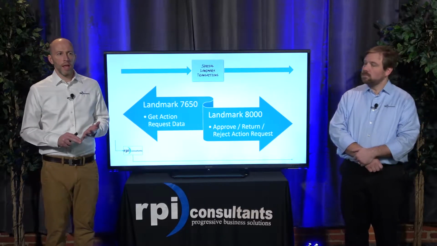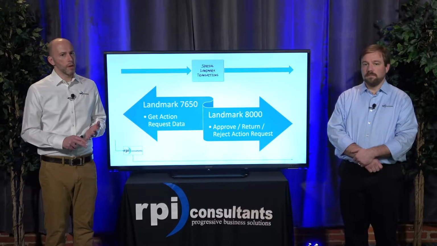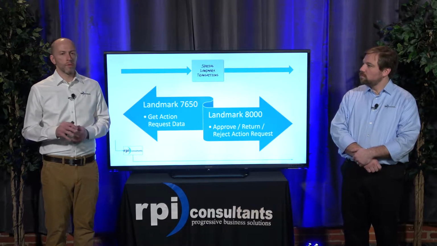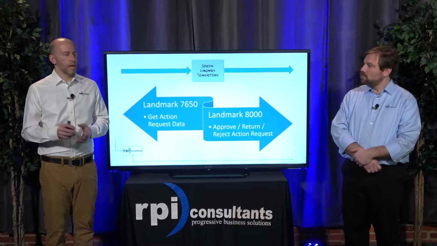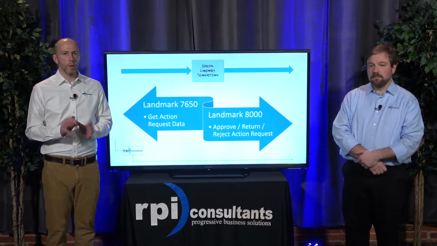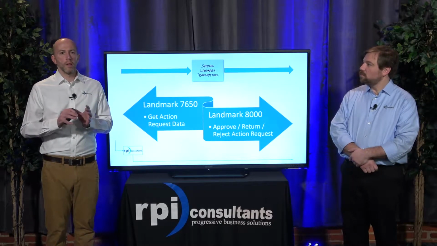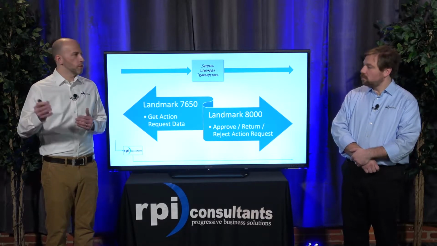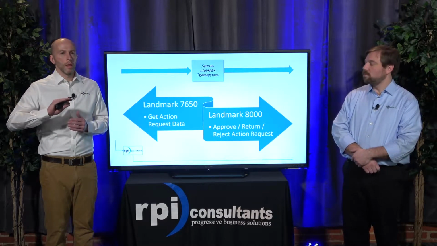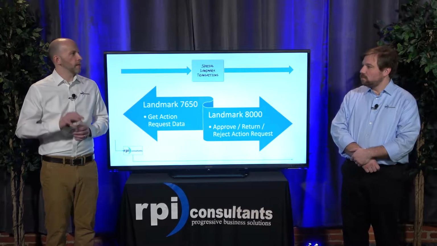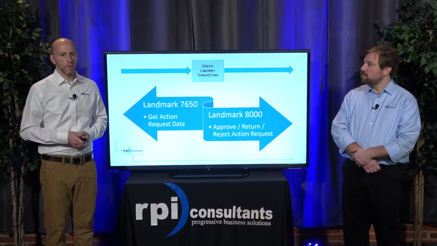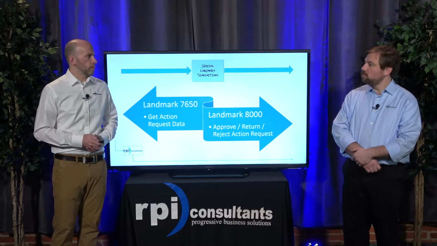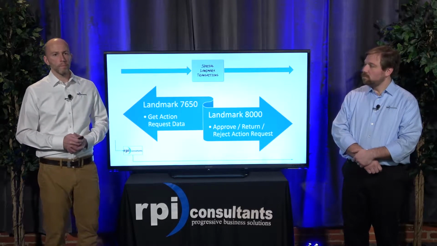Then on the tail end, there's a landmark 8000 node. And this is where that final transaction gets written and approved to the database. So it gets committed to the database. Once the approval is done, the landmark 8000 takes that and writes it out. Now, if it's future dated, of course, it will still be in a pending state until that effective date holds true. But that landmark 8000 node is a critical piece of the process flows as well.